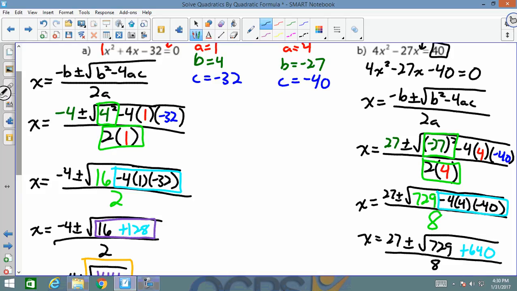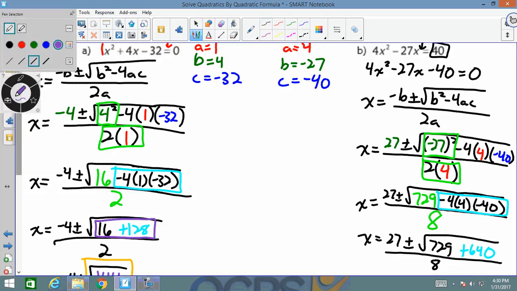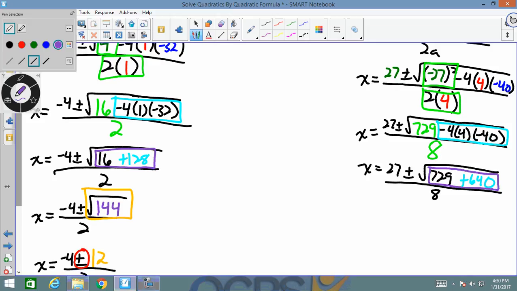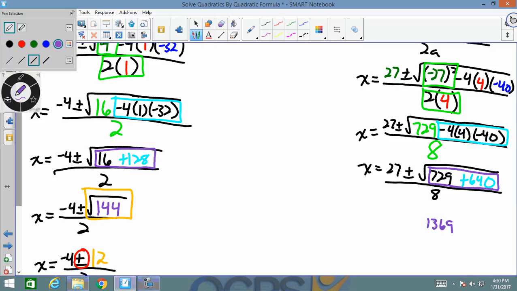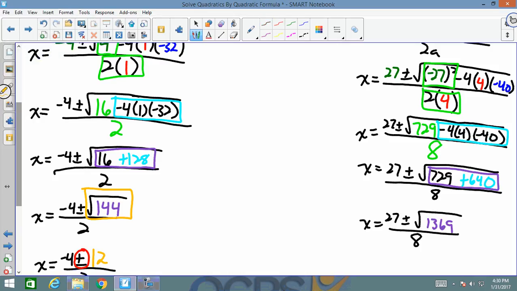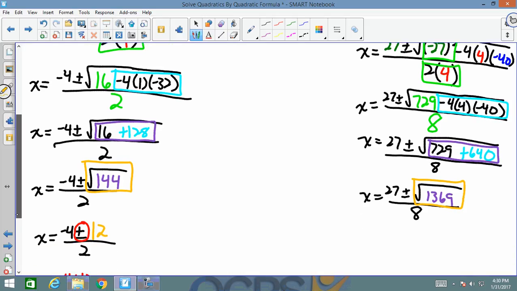Okay. Then we're going to go ahead and do this addition right here. That gives me 1369. And we're going to bring everything else back down. x equals 27 plus or minus the square root of that over 8. And then we're going to take that square root right here. So the square root of that is 37.